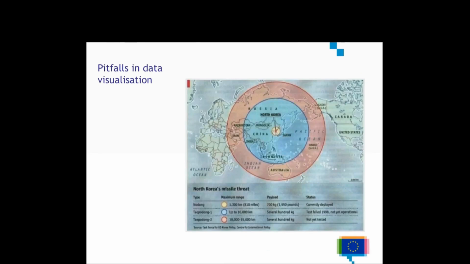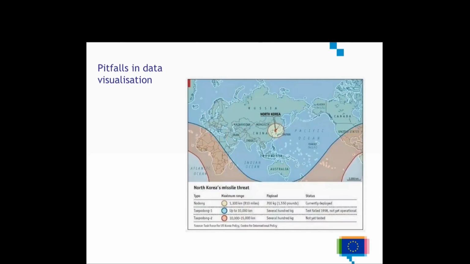Then the last pitfall, I think, is about map projections. So what you are looking at is a map produced by The Economist, and they wanted to show the range of different kinds of rockets or missiles that North Korea has. And they took this map and were criticized a lot by photographers because drawing circles on a map, well, those circles will not represent circles on the globe. And so they had to make a correction, and the actual map should look something like this.